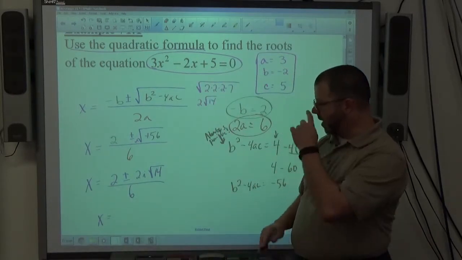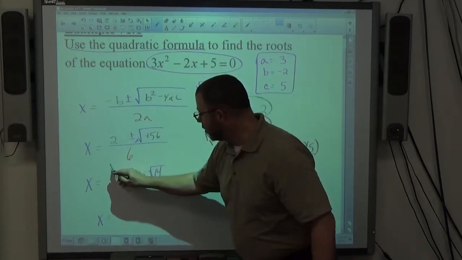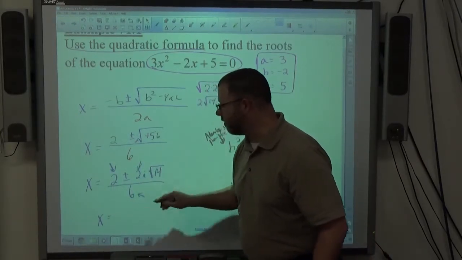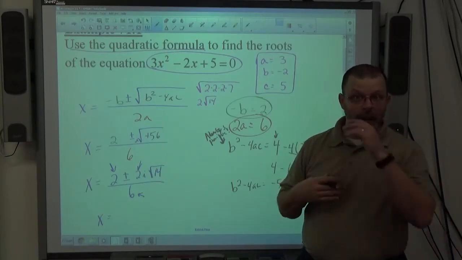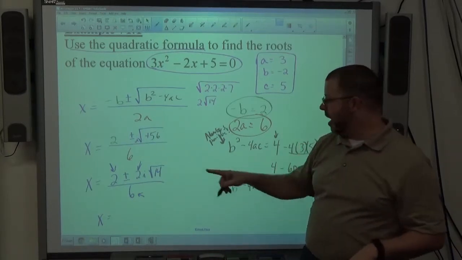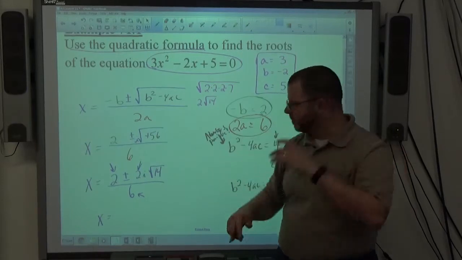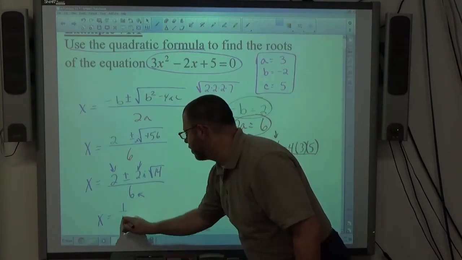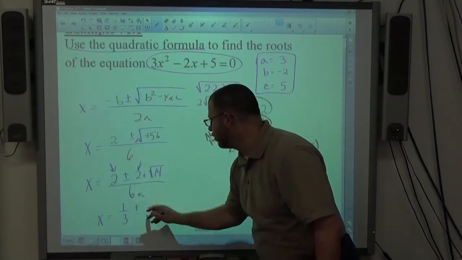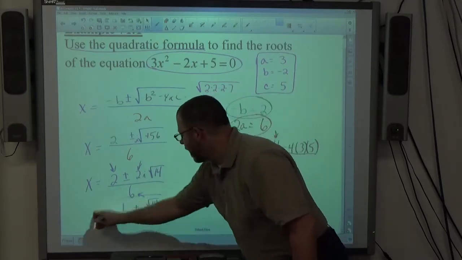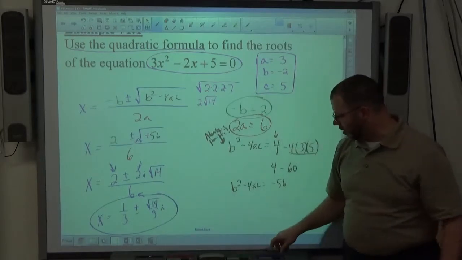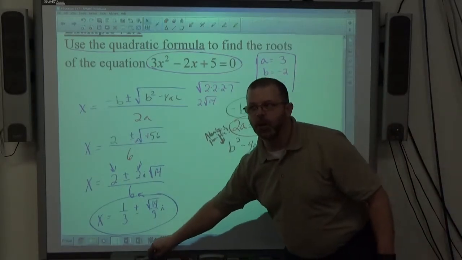And my final step then is to reduce if possible. 2 and 6 all divide by 2, so I'll do that. The other thing I would probably do personally, I'm not going to count it wrong if you don't do this. If I get an imaginary, I like to separate them. So 2/6 is 1/3, plus or minus 2/6 is also 1/3, so the square root of 14 thirds i. I like it separated, but if you put 1 plus or minus square root of 14i over 3, I'm not going to count it wrong.